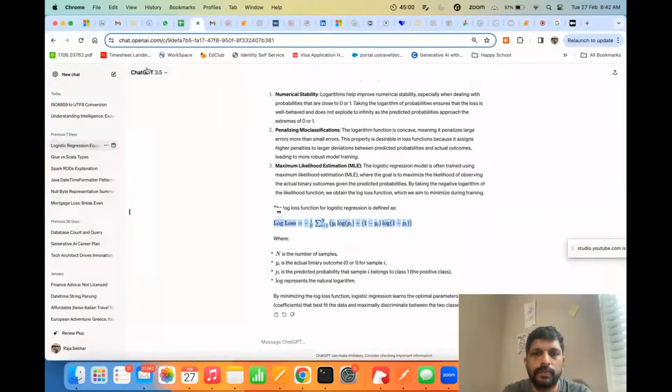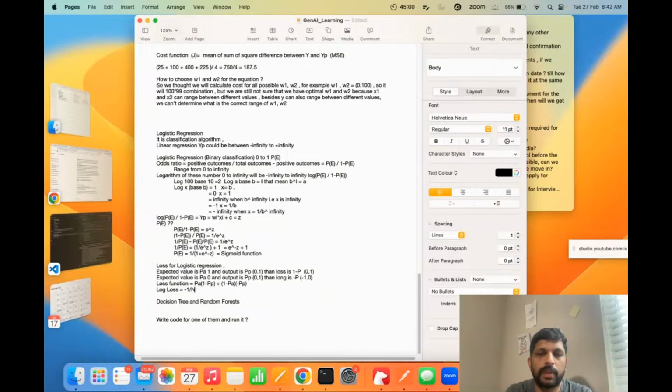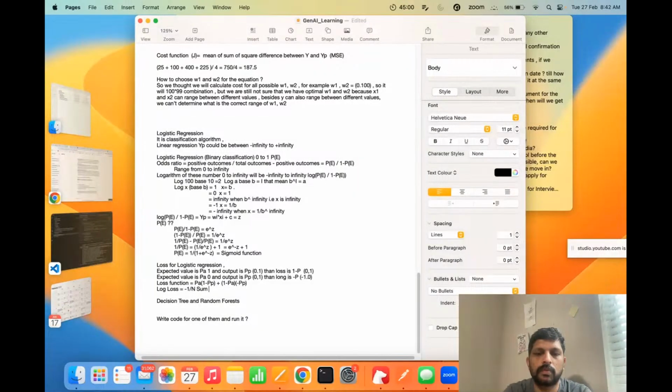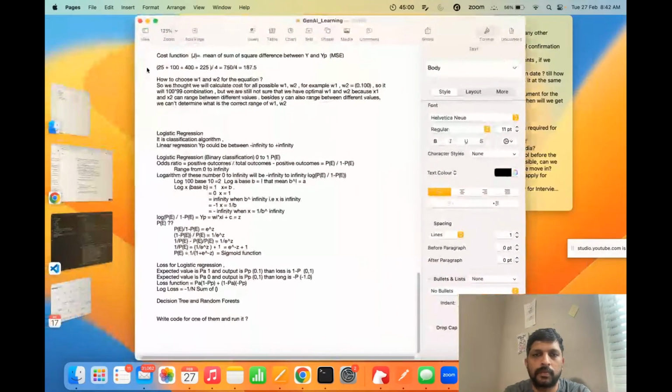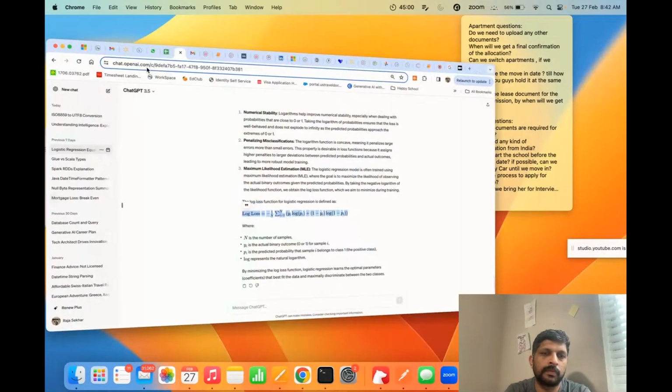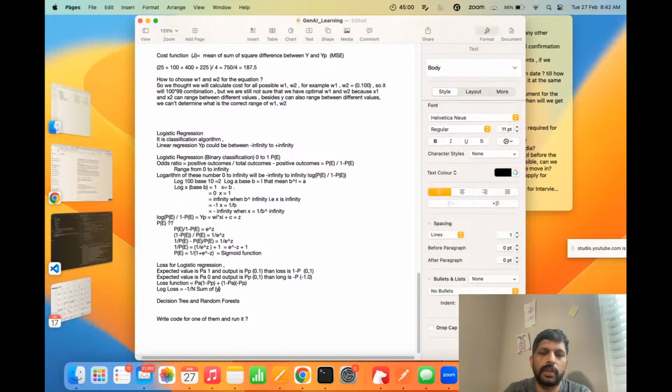Loss is equal to 1 by n, sum of yi into log pi, plus 1 minus yi into log of 1 minus pi.